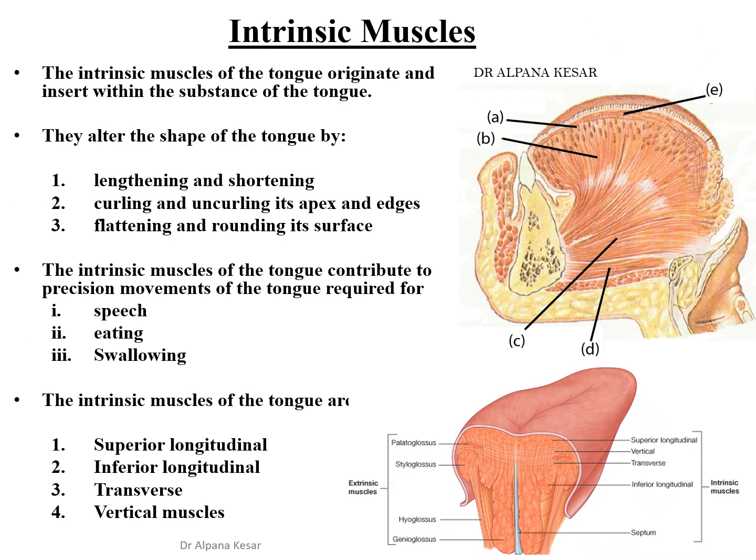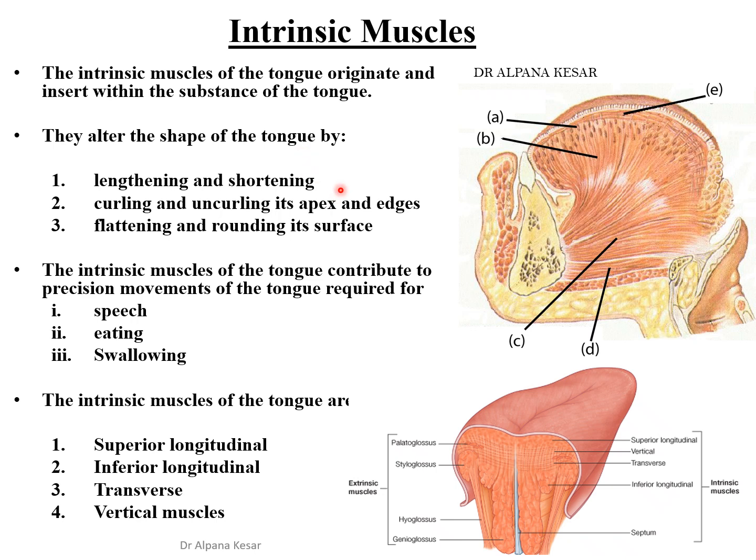Intrinsic muscles of the tongue. Intrinsic muscles are those muscles which take origin from structures within the tongue and get inserted in the tongue. The extrinsic muscles help to move the tongue, but intrinsic muscles only help to alter the shape of the tongue.